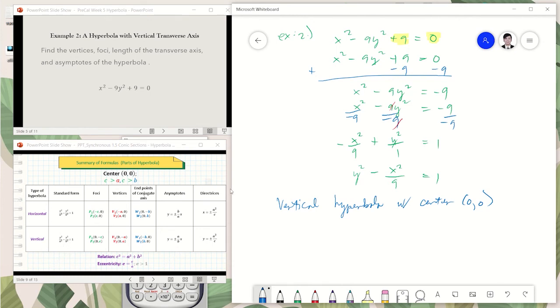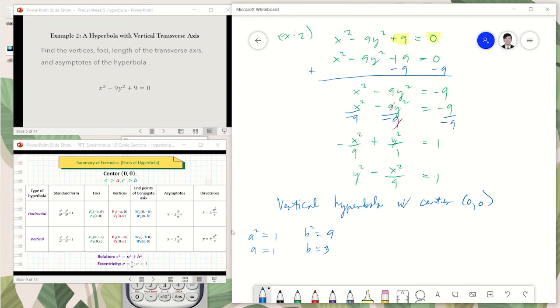And what's the denominator of y squared? That's our a squared. Look at here. The denominator of y squared is 1. And the square root of both sides is just a is equal to 1. Next, the b is below x squared. So b squared is equal to 9. So get the square root of both sides, you'll get 3.